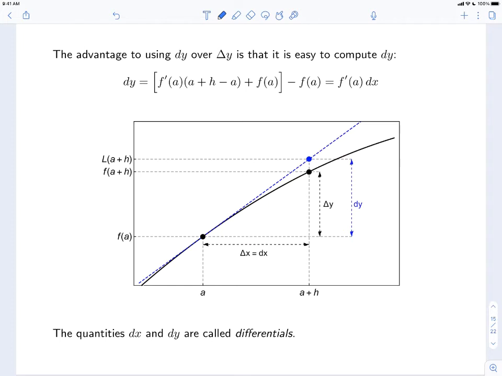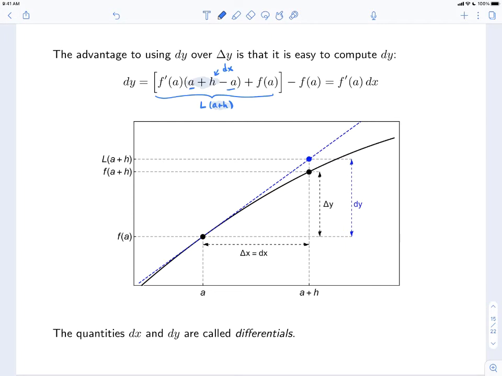Dy, remember, is the difference between L at a plus h and f at a. Now, L at a plus h is f prime at a times a plus h minus a, plus f at a. This a plus h is our input, so that goes right here. A plus h is our x. But notice that we have an a here and a negative a here, so those will cancel, leaving us with just h. But h, remember, is dx.